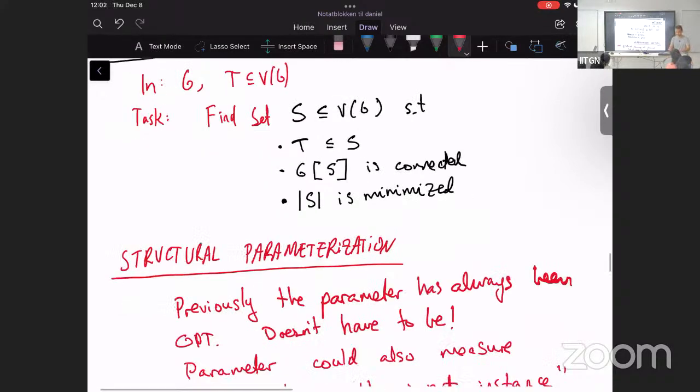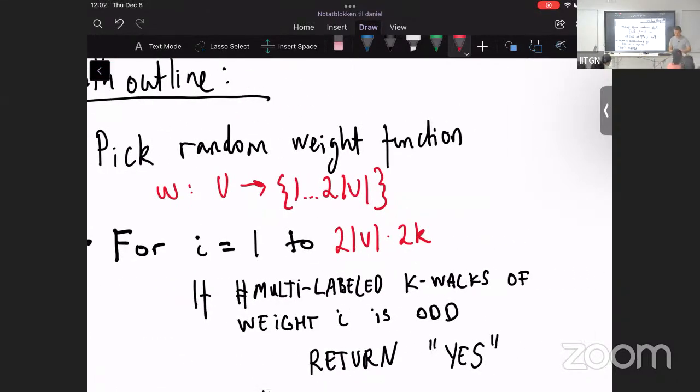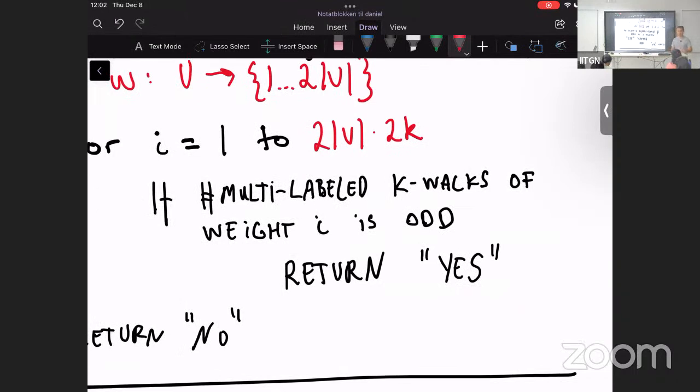If you look at the algorithm, what the algorithm does is, for i equals 1 to 2|U|, 2k, count the number of multi-labeled k-walks of weight i. We don't know that the number of multi-labeled paths in the graph is even. In particular, this is the reason it's called the isolation lemma. You isolate one solution, and give it a weight so that it's going to be the unique one of that weight.